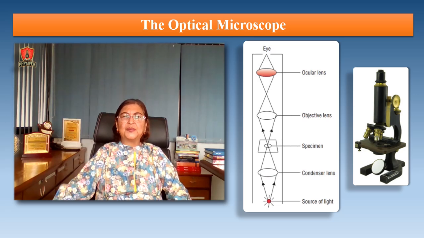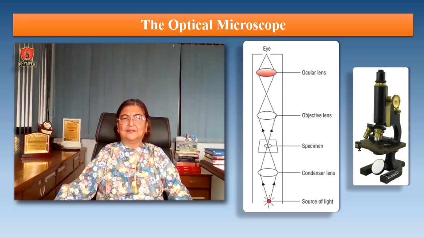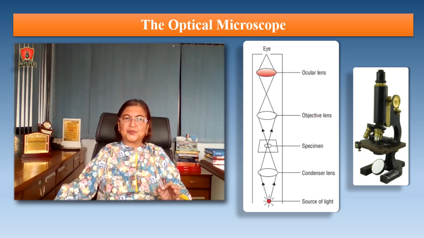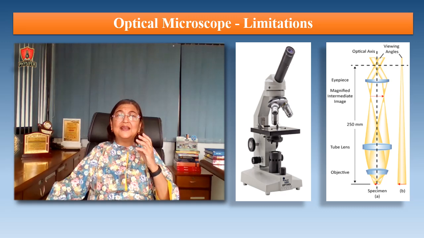Its working principle involves three basic steps. Initially, light from a source is focused on the specimen through the condenser lens, which then passes through the specimen and is focused by the objective lens to form a magnified real image. This image is further enlarged by the eyepiece, producing a highly magnified virtual image that can be observed by the eyes. Now, what are the limitations of the optical microscope?